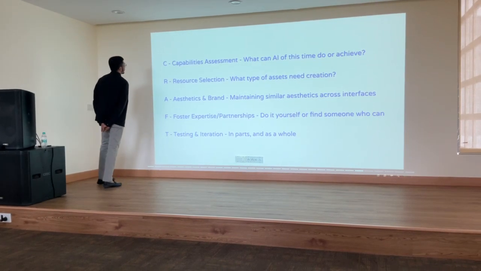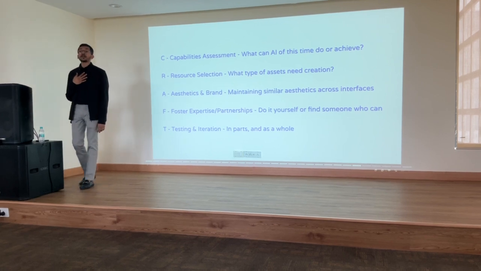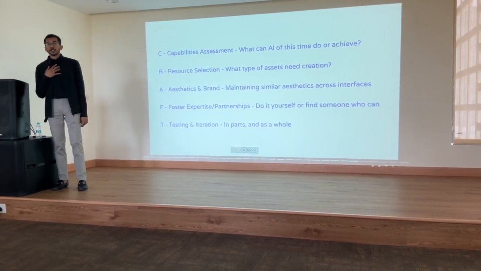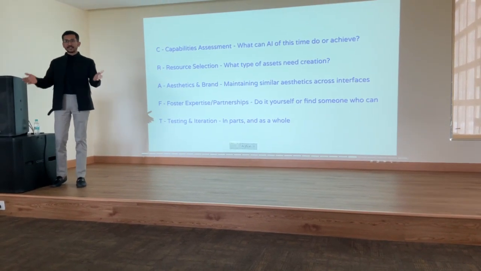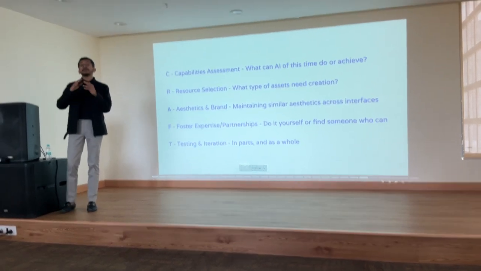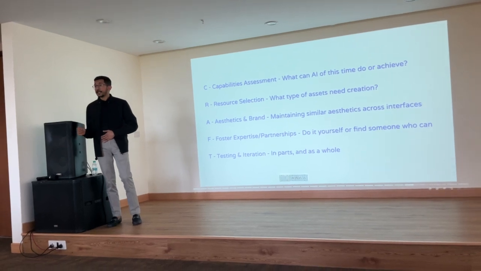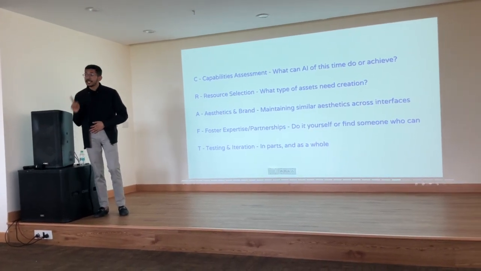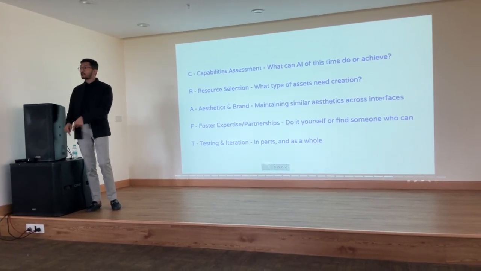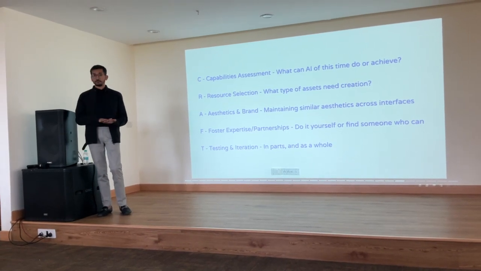Right, so very quickly. C is for capability assessment. What can AI of my time do or achieve? Today, just like this question that I asked the group, how many of you know about vibe coding tools? So very few of you did. It is incredibly important as learning designers that we are aware of what AI is capable of. Today, AI is capable of something, next year it will be capable of something even more. It is our job to keep up, right?